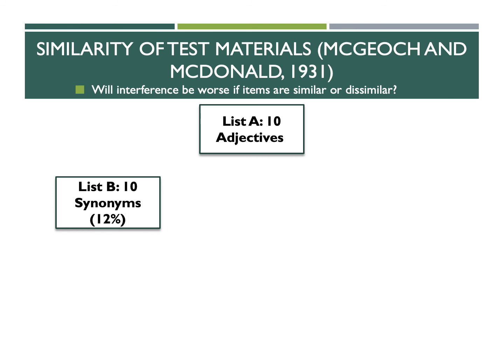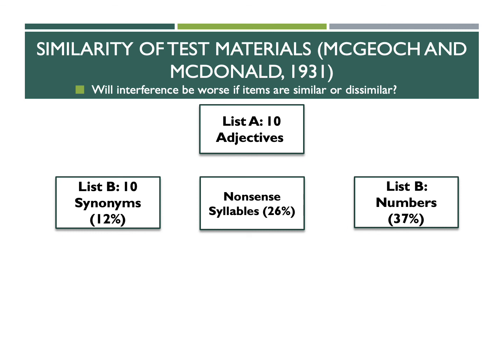A different group of participants was given list A, and then they were given a list of nonsense syllables. So again, words that didn't mean anything. And the third group was given a list of numbers to remember. So they found that those who were given the synonyms only remembered about 12% of the words from list A. Those who were given nonsense syllables remembered about 26, and those who were given numbers remembered 37% of all of the adjectives.